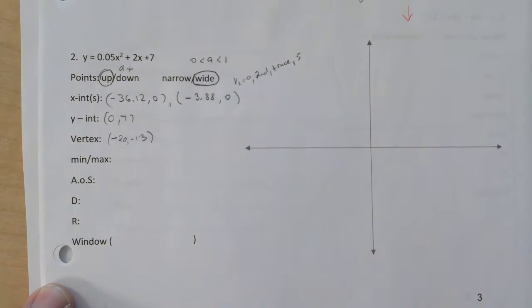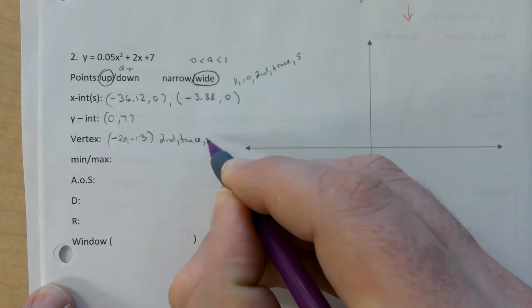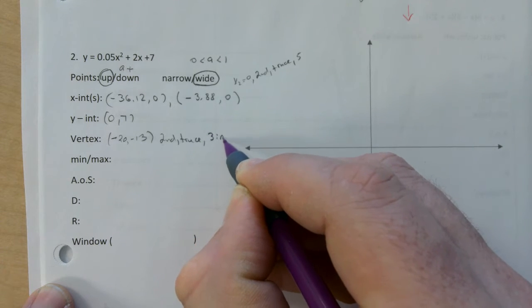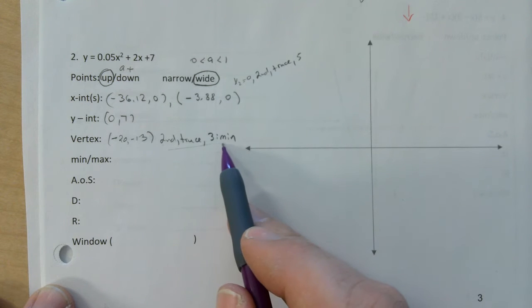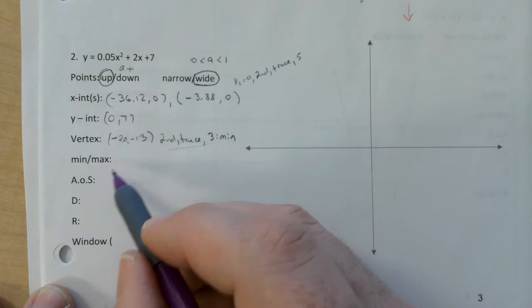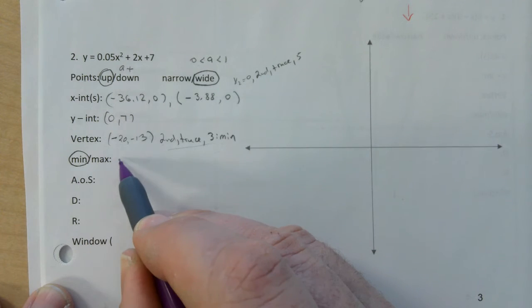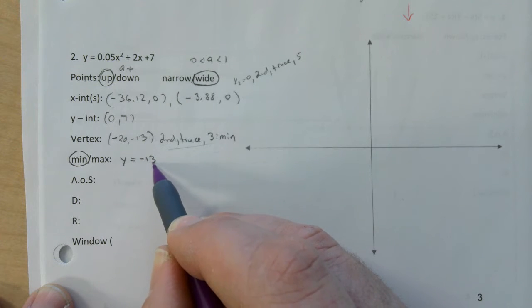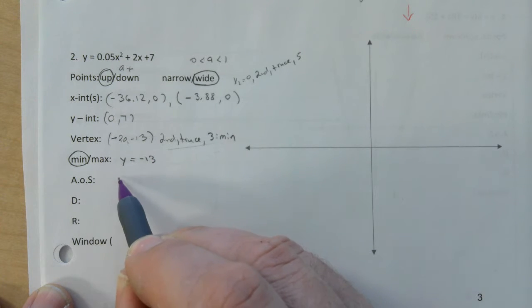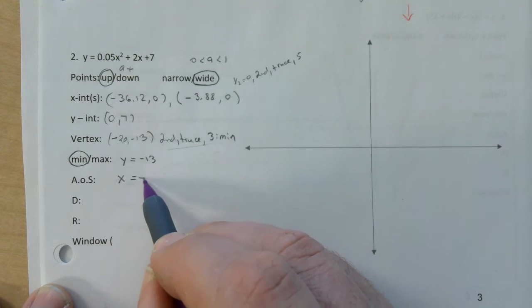I'm just going to put down the keystrokes. Second trace, 3 for min, right, minimum. So those are your keystrokes for that. In this case, you have a minimum. So the equation of the minimum, you can only have one of them, is y equals negative 13. The axis of symmetry is the vertical line. You get it from the x value of the vertex.